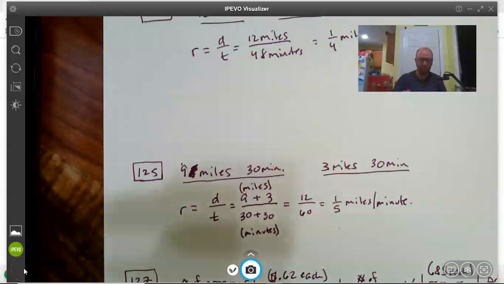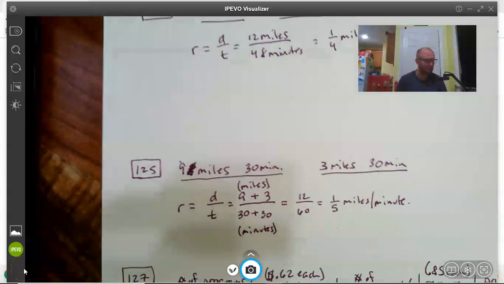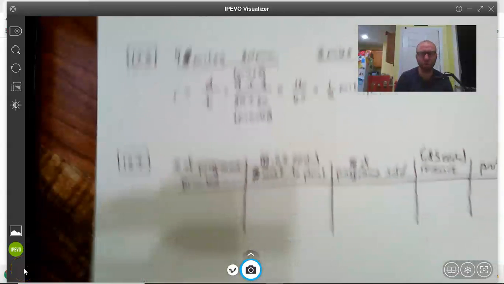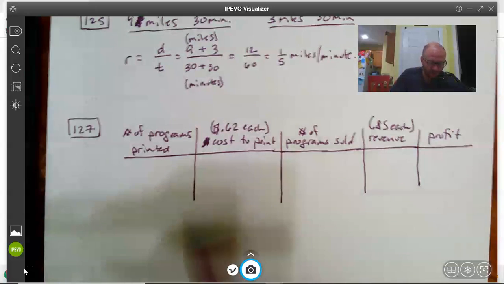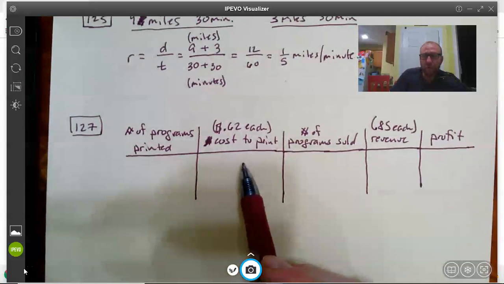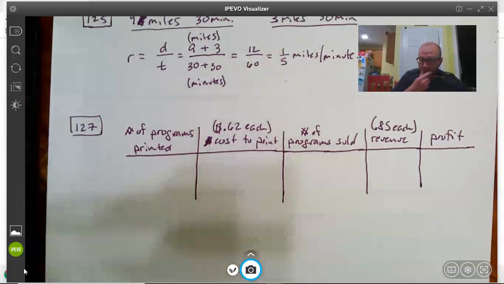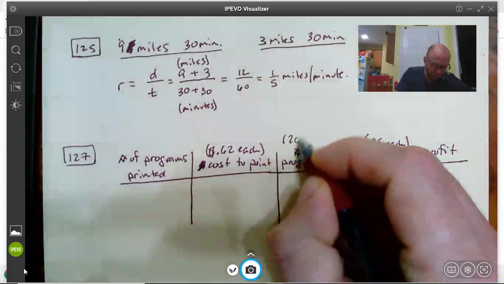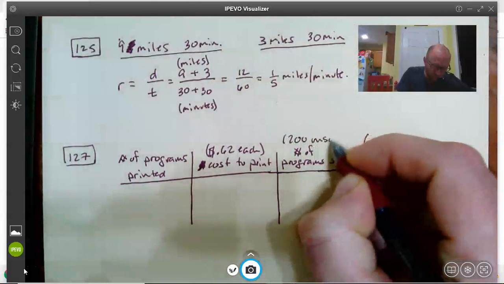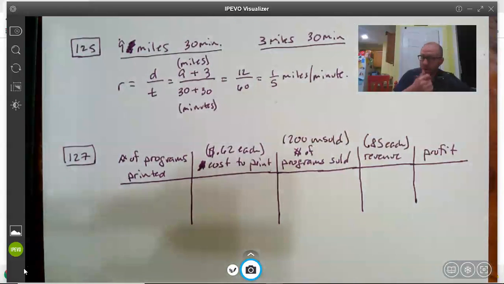Okay, so in this problem, Alden's selling some programs for something. I don't know, programs for what? Oh, football game. Anyways, so what happened is he's printing up some programs. It costs 62 cents to print each program. He sold some of them, but he didn't sell all of them. There are 200 unsold programs.